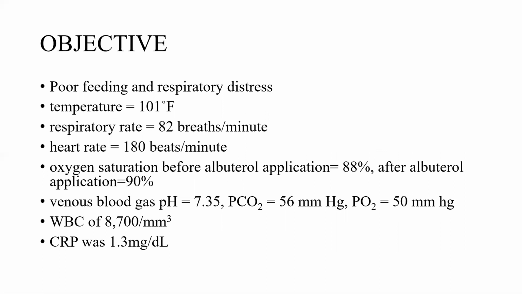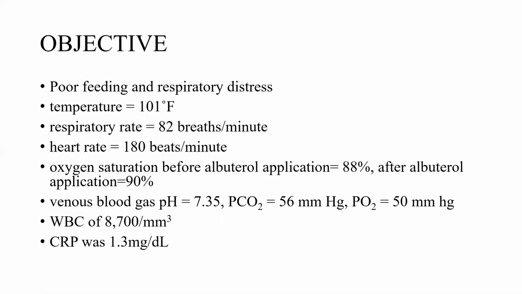The objective: the infant, who is 3 months of age, has poor feeding and respiratory distress, a temperature of 101 degrees Fahrenheit, respiratory rate of 82 breaths per minute, heart rate of 180 beats per minute, oxygen saturation before albuterol application of 88%, and after albuterol application of 90%. Venous blood gas pH is 7.35, partial pressure of carbon dioxide is 56 millimeters of mercury, and partial pressure of oxygen is 50 millimeters of mercury.